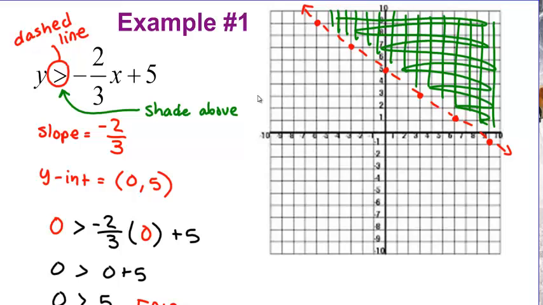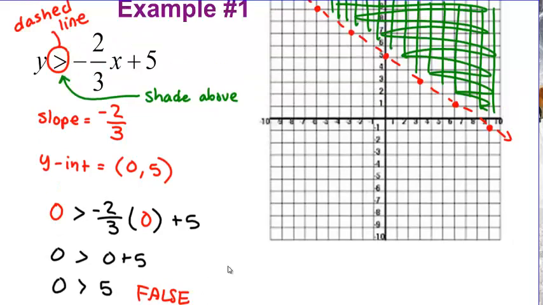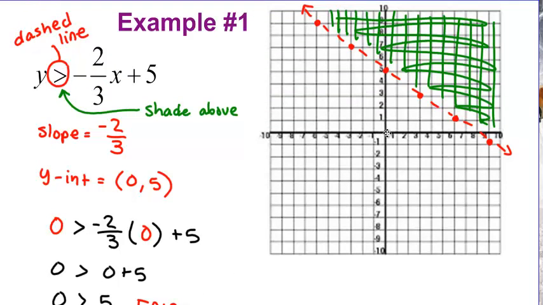To check, we talked about test points and how those can be used. The test point we pick is (0, 0). So we plug in 0 for y and 0 for x. That gives us 0 is greater than 0 plus 5. So when we simplify, we get 0 is greater than 5, meaning that we have a false statement. So (0, 0) is below the line, which is false, so we shade above the line because we know that those points would make our inequality true.